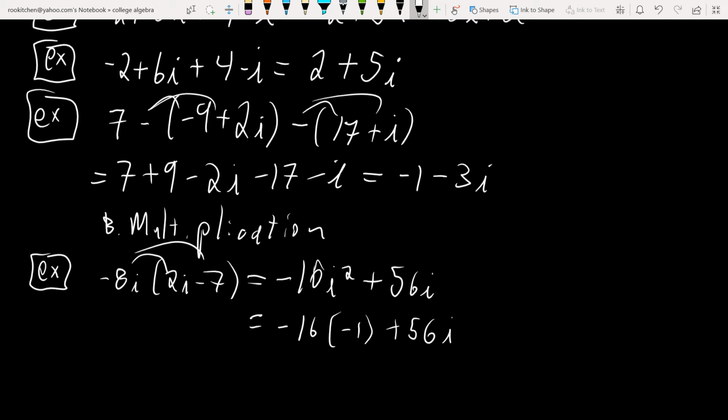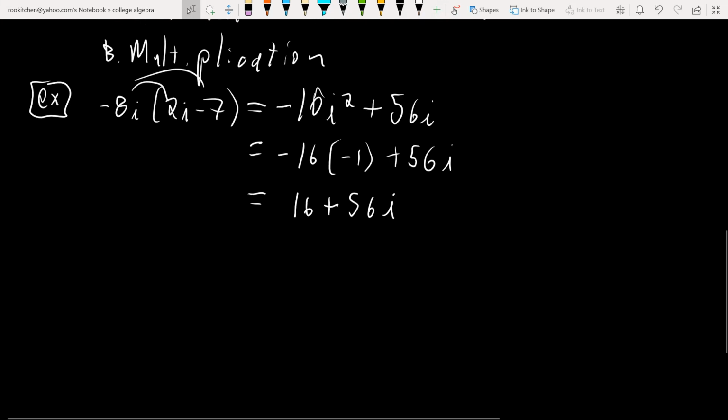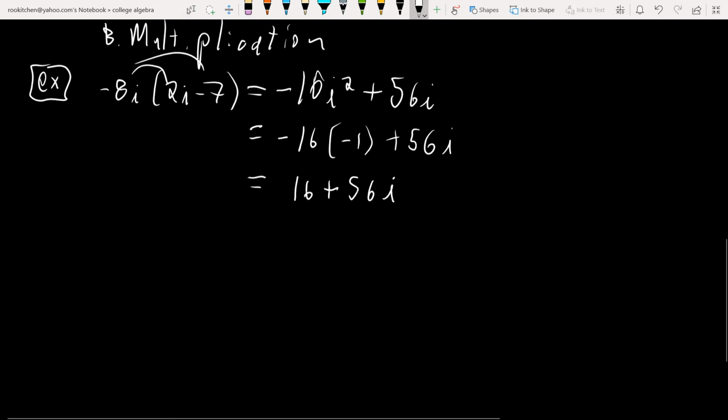And we always want to end in the standard form, right, so a + bi. Here, negative 16 times negative 1 is positive 16, and then plus 56i. Okay, standard form, good. Let's look at another one.